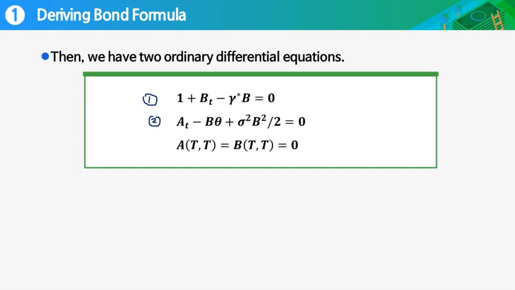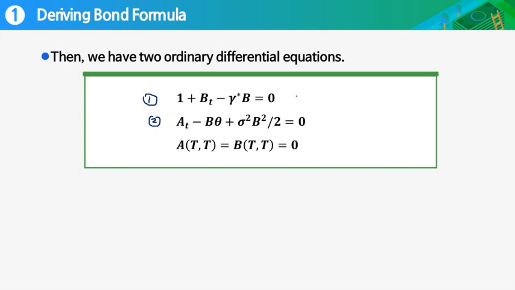Well, in the previous case, in the case of the Ho-Lee model, we don't have this one. But now in the Hull-White model, we have this term. Then how can we solve this one?